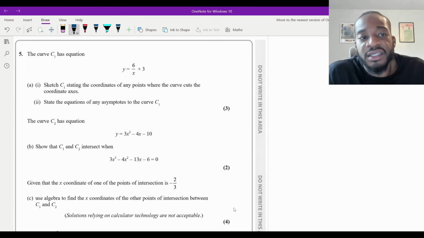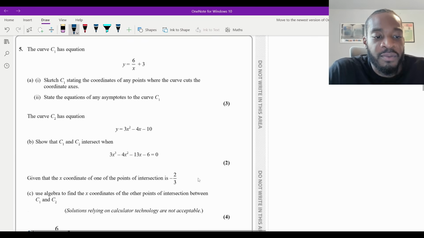Okay, so question 5 says the curve C1 has equation y equals 6 over x plus 3. Part A, I says sketch C1 stating the coordinates of any points where the curve cuts the coordinate axes. And double I says state the equations of any asymptotes to the curve C1. And this is all for 3 marks.